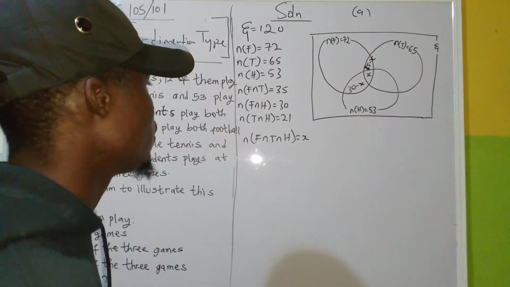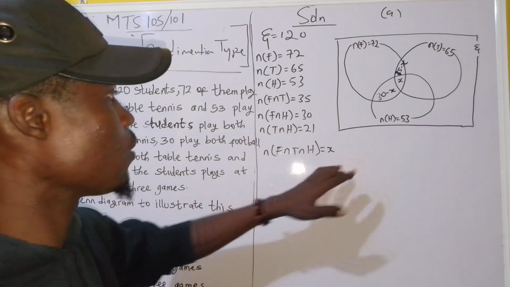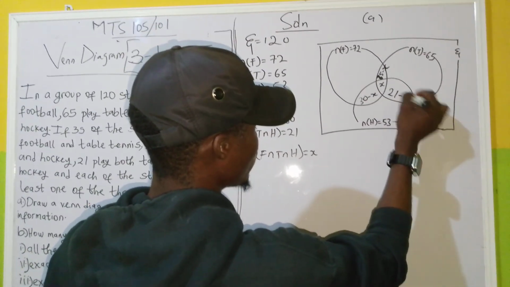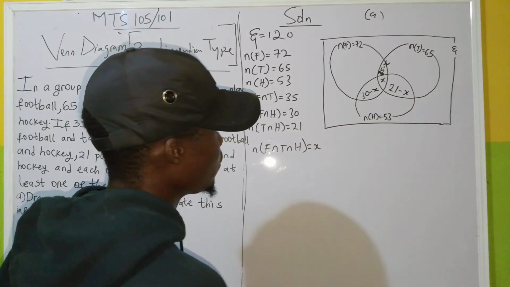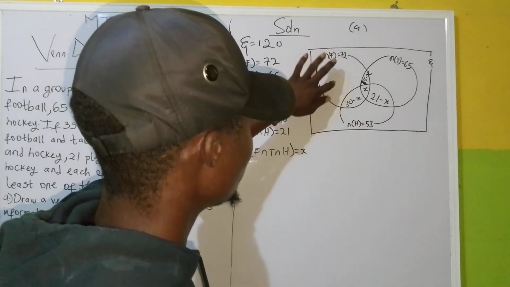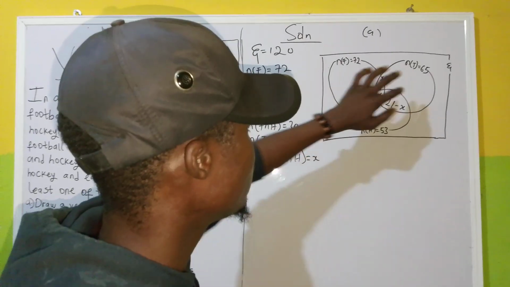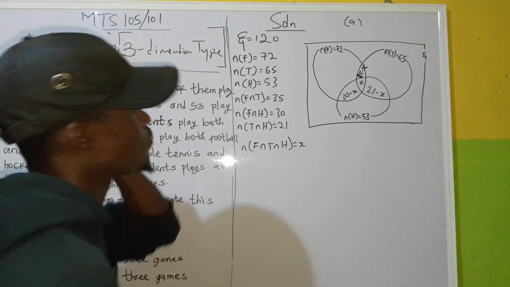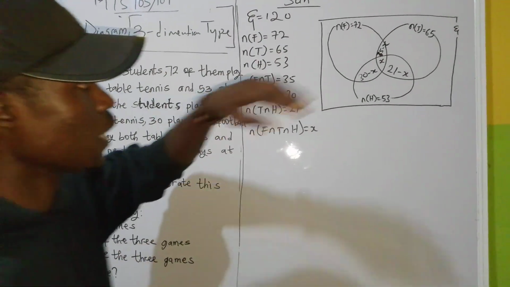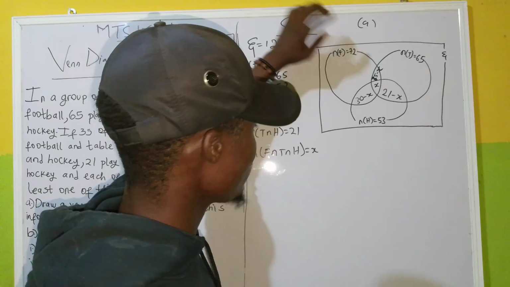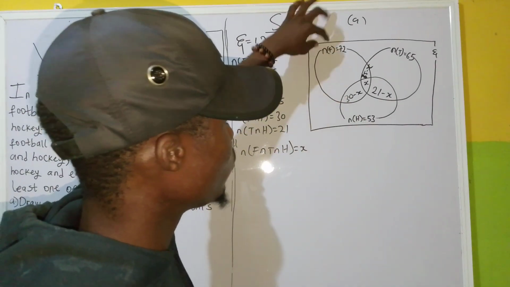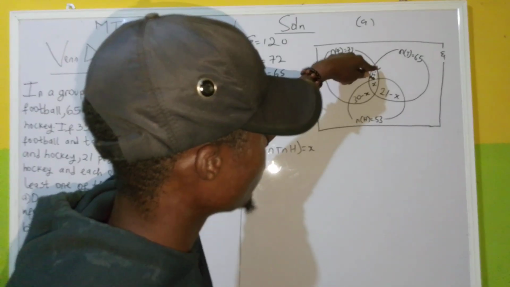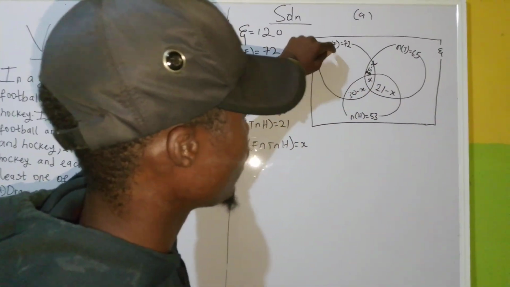Wherever table tennis and hockey meet, 21, that will be 21 minus what you have here. Alright, that's it. So now, to guess what is exactly football, exactly table tennis, but that's not the issue. But they are still going there. So exactly football now. If they ask you exactly football, you know this is the circle of football, and all the values you can notice inside the circle of football are subtracted from this value.